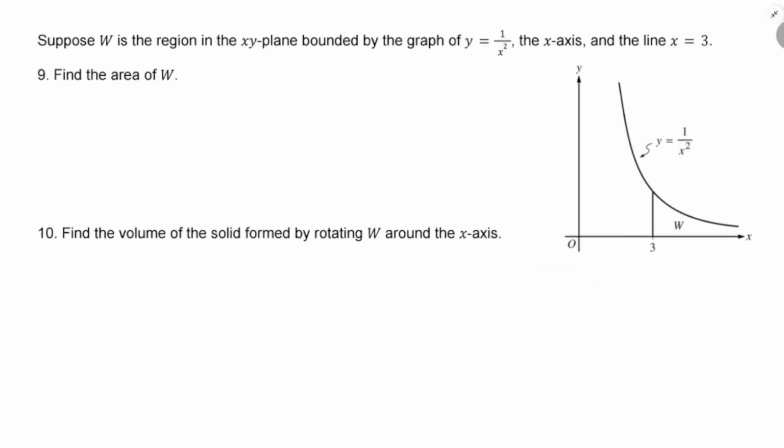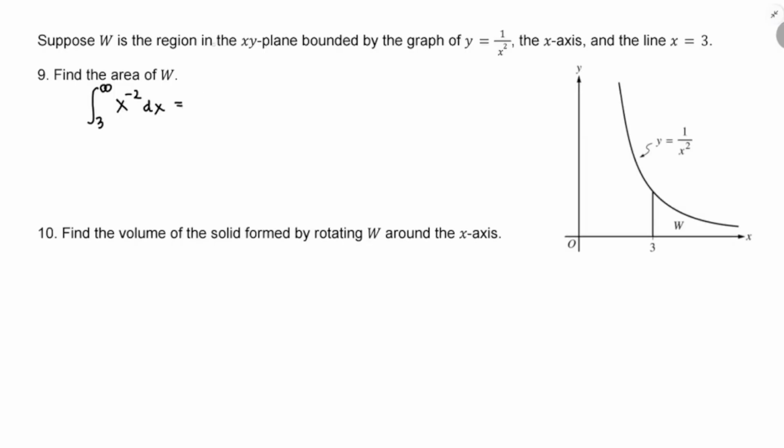All right, past this, I've got some that have some graphs and are modeled off of free response questions that I have seen. So find the area of W, and W is like an unbounded region on the right, the left side is x equals 3, and bounded by the graph of y equals 1 over x squared. So the area of W, that would be the integral from 3 to infinity of 1 over x squared dx.